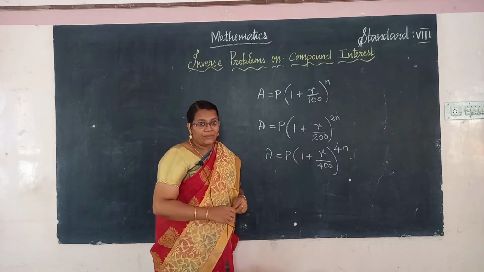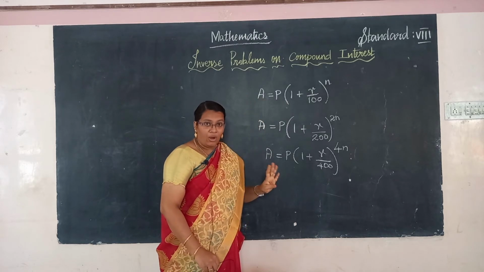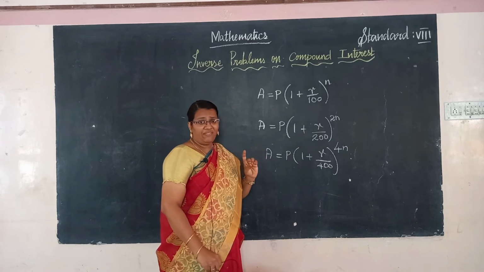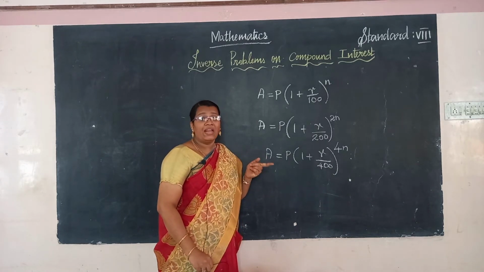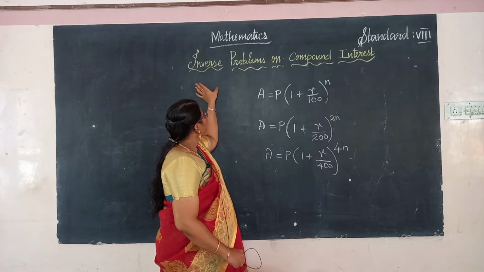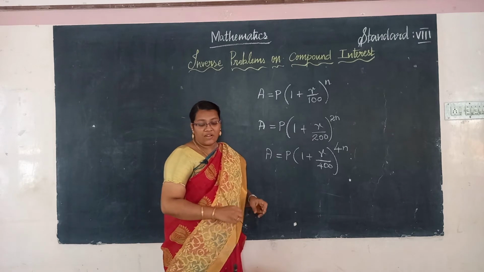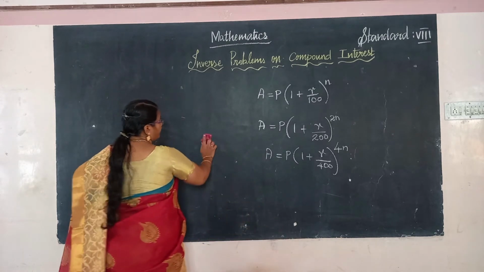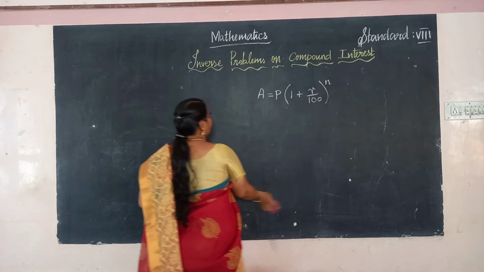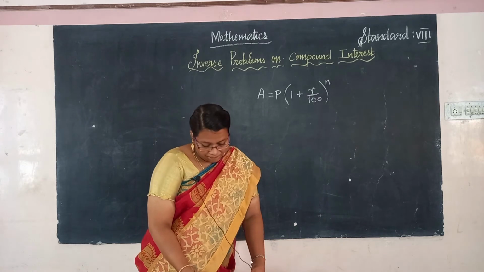So what is that? The compound annually formula has 4 variables. If we know 3 variables, we have to find out the remaining variable. That is the use of the inverse problem on compound interest. Shall we move on? Right. See the first example.